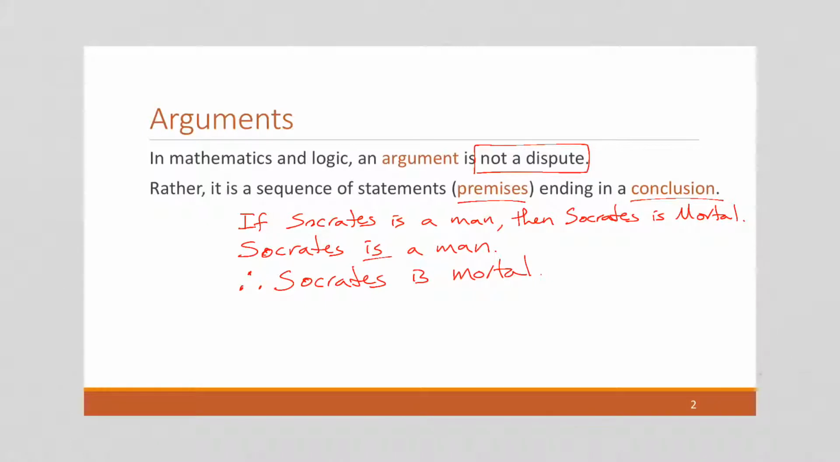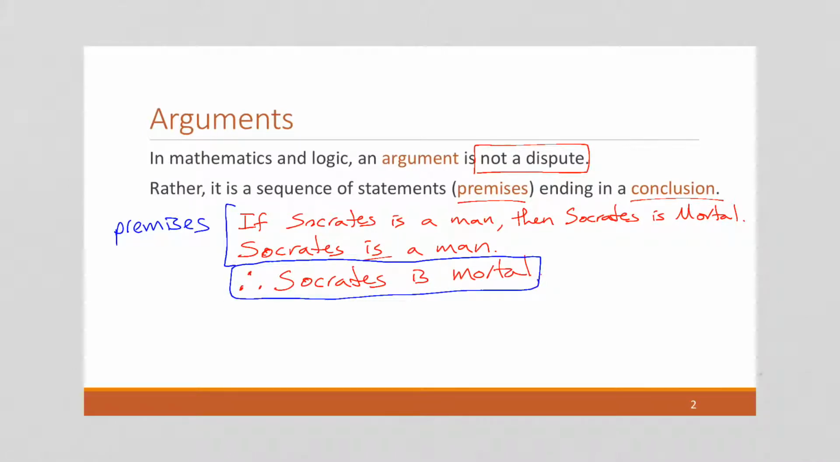Okay, so these two statements, these are called the premises. And then the conclusion follows. This three little dots, by the way, that's a shorthand way of writing therefore. So this is the conclusion.